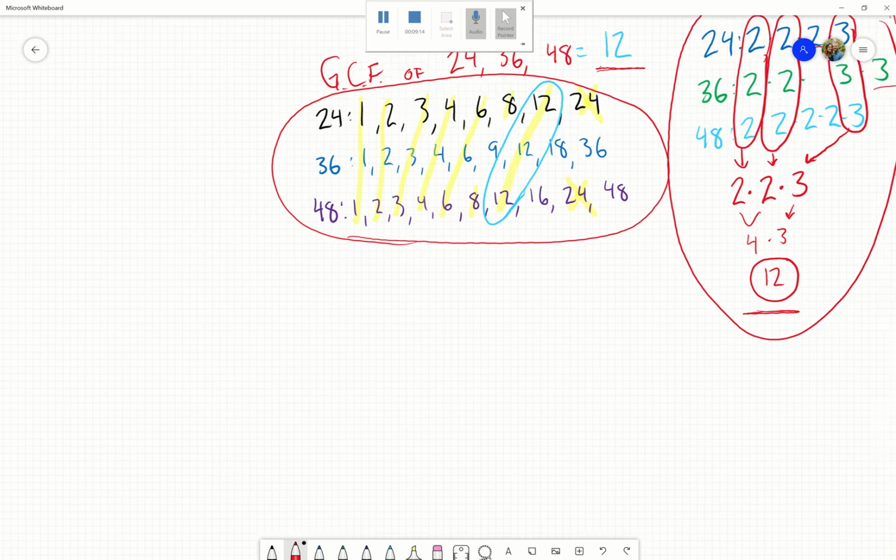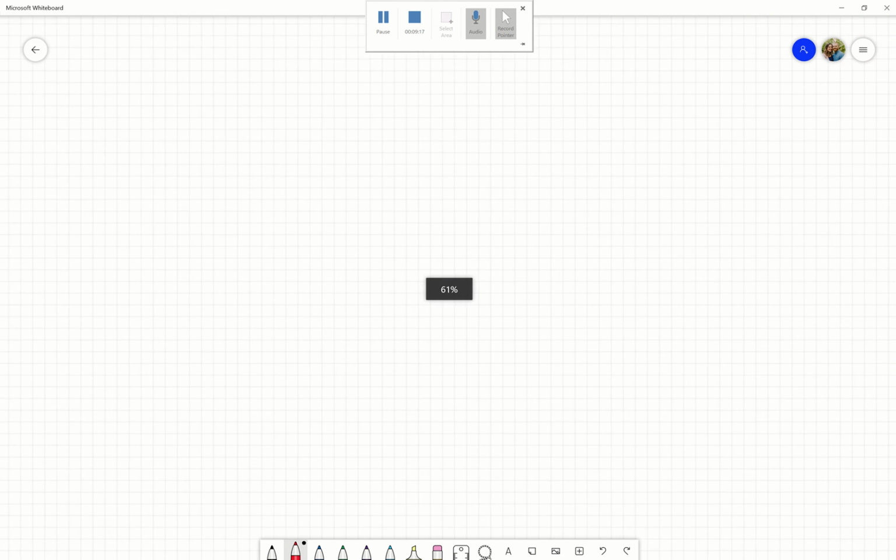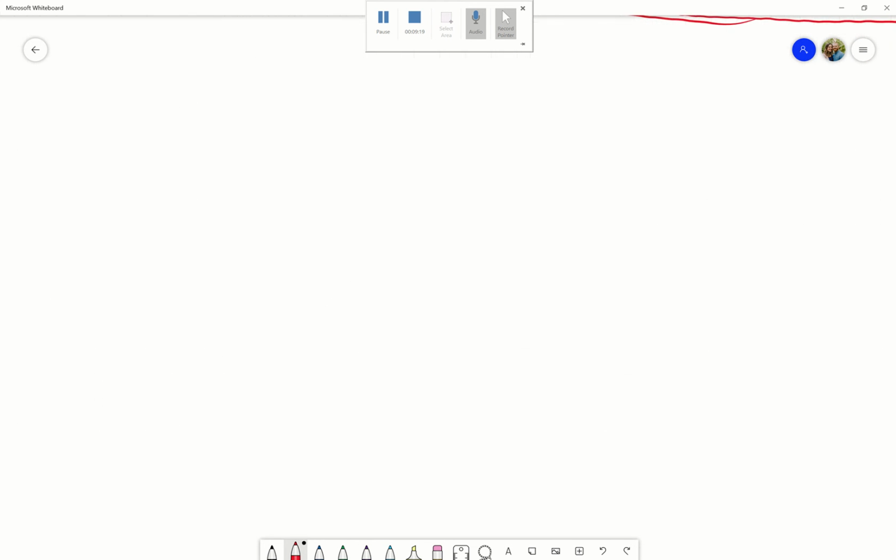All right, let's try another example. I'm going to stick with the prime factorization one, but we're going to try another one and see how things go. Let's say I want the greatest common factor of 60 and 45. So we want to break these down into their prime factorizations. 60 and 45.